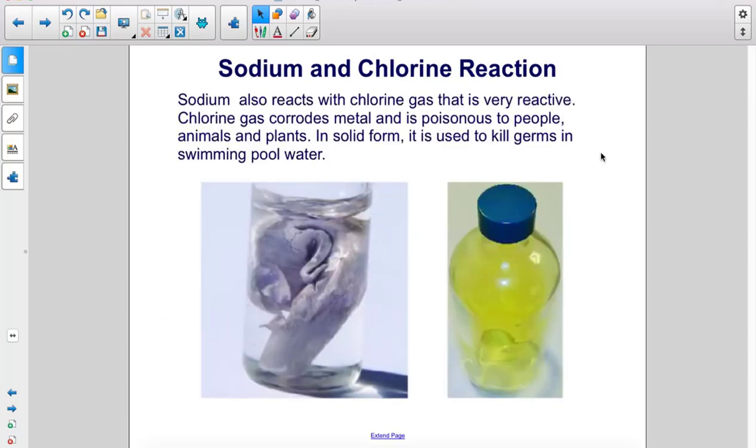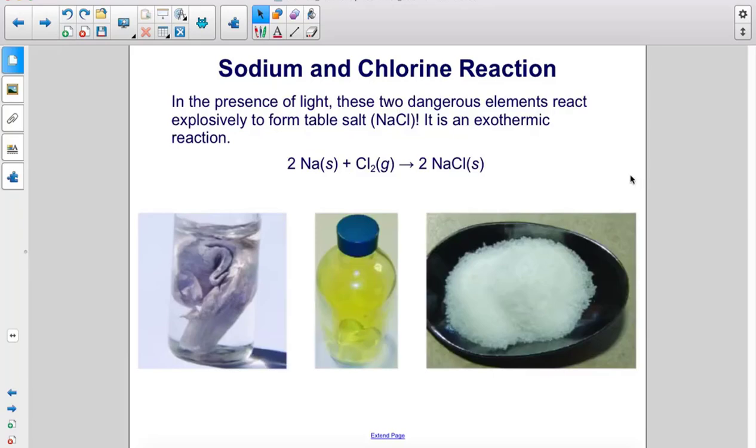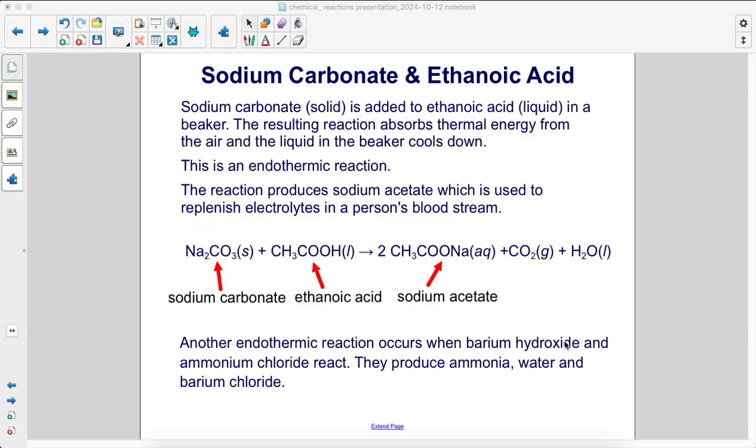Sodium also reacts with chlorine gas that is very reactive. Chlorine gas corrodes metal and is poisonous to people, animals, and plants. In solid form, it is used to kill germs in swimming pool water. In the presence of light, these two dangerous elements react explosively to form table salt. It is an exothermic reaction.